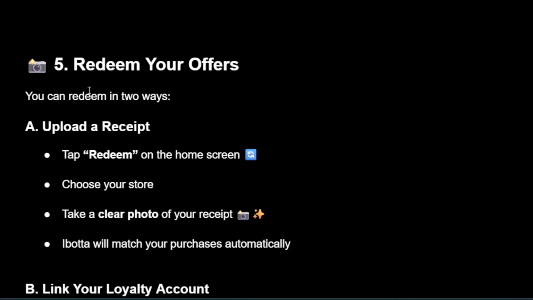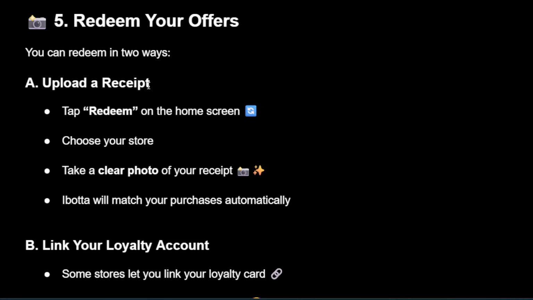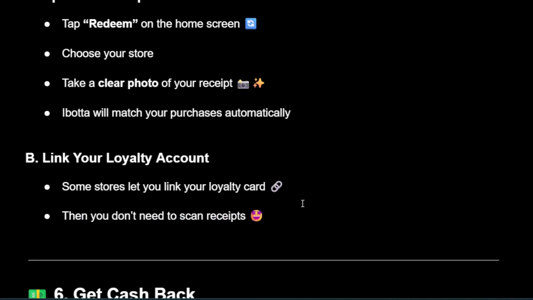Redeem your offers. You can redeem in two ways. Method 1 of redeeming will be uploading a receipt. You will tap redeem on the home screen and then choose your store, take a clear photo of your receipt, and Ibotta will match your purchases automatically.